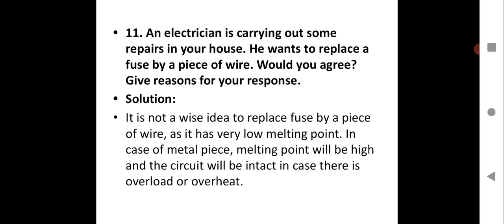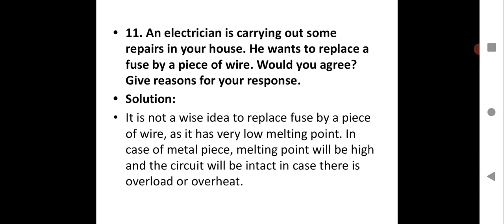Then question number 11, an electrician is carrying out some repairs in your house. He wants to replace a fuse by a piece of wire. Would you agree? Give reason for your response. So it is not a wise idea to replace a fuse by a piece of wire.